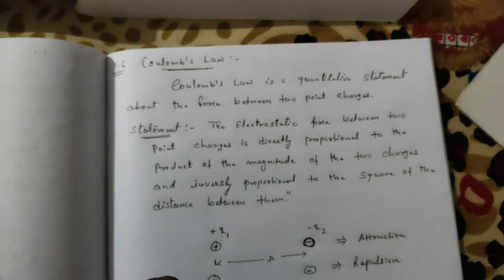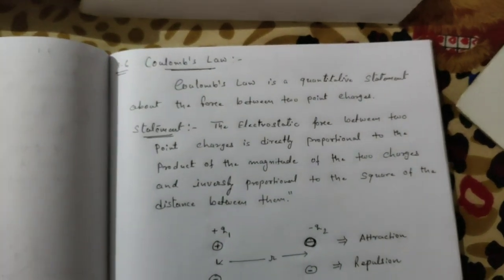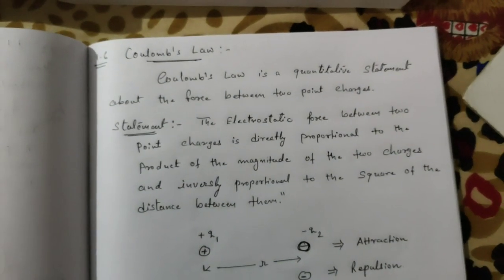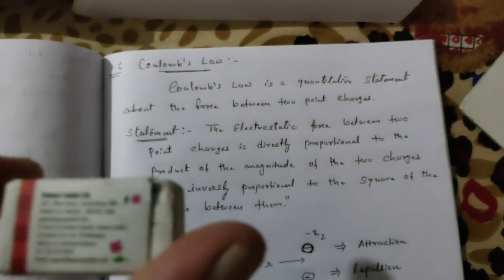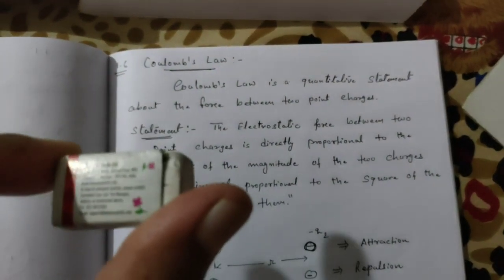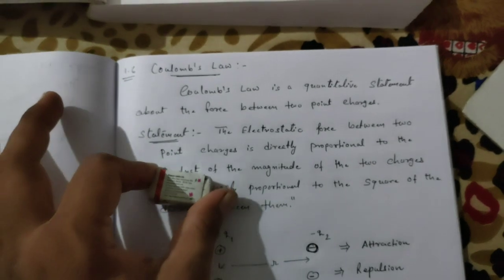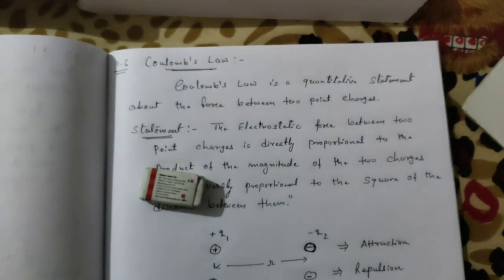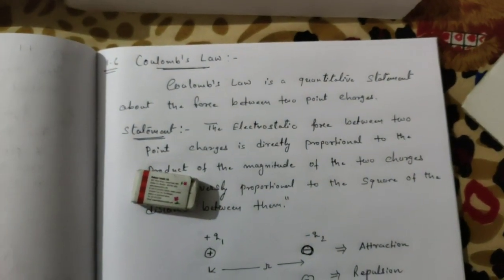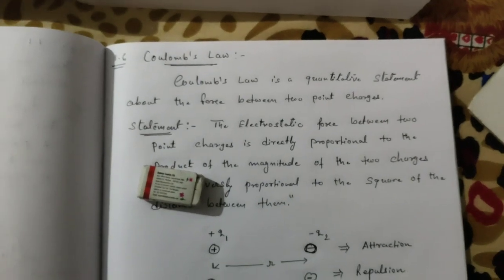Based on this we have another law, but do you know the statement of the gravitational law? What is the statement? Gravitational force is directly proportional to the product of their masses and inversely proportional to the square of the distance between them. Hope you remember this statement properly.